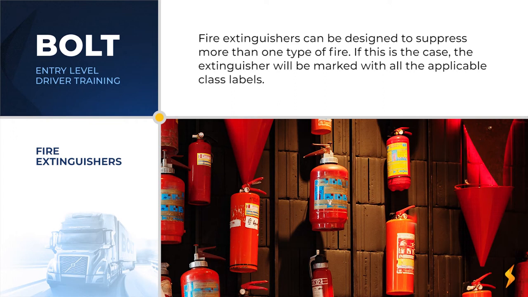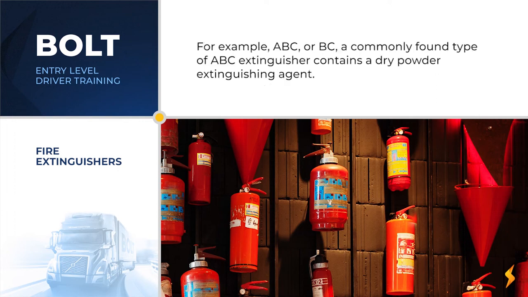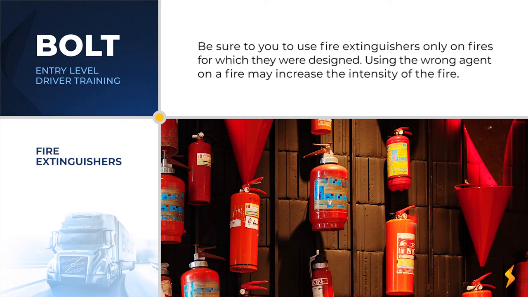Fire extinguishers can be designed to suppress more than one type of fire. If this is the case, the extinguisher will be marked with all the applicable class labels. For example, A, B, C, or BC. A commonly found type of ABC extinguisher contains a dry powder extinguishing agent. Be sure to use fire extinguishers only on fires for which they were designed. Using the wrong agent on a fire may increase the intensity of the fire.